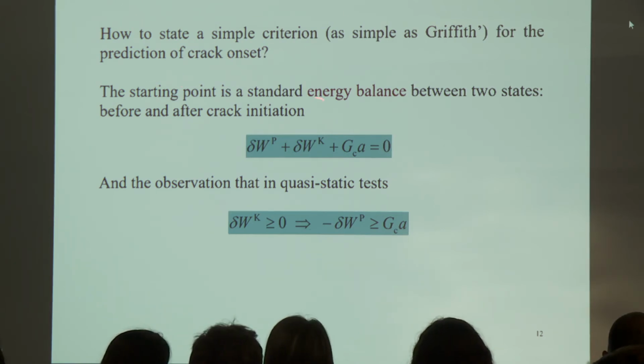The starting point is a very simple energy balance, the one used by Griffith. This is the change in potential energy between two states, before the initiation of a crack and after the onset of a crack, the change in kinetic energy, and the energy consumed by the crack growth. Here it's a 2D model, and you have to understand, of course, this equation per unit thickness. Otherwise you have to add the thickness of the specimen here. Okay?